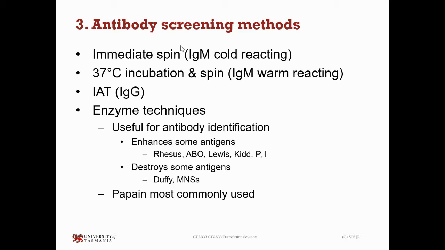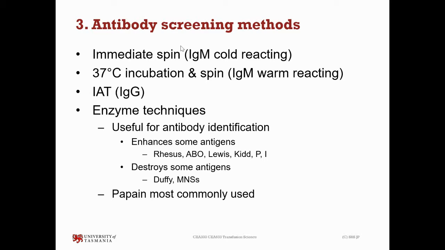Okay, so it's all done at room temperature, nothing else is added, it's just patient cells or plasma and reagent cells or antisera. And it's all done at room temperature, and that's called an immediate spin. So when I was in the lab, we used to do that immediate spin before we went on and did the incubation, which is the second part that you see there.